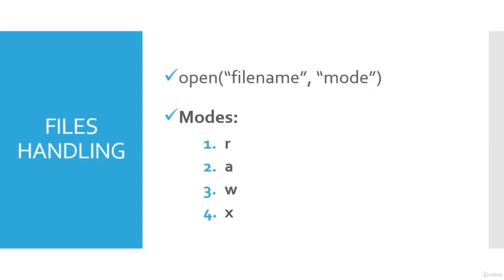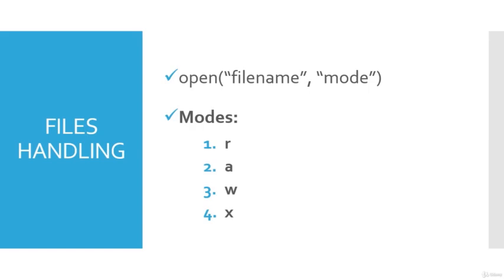In addition, you can specify if the file should be handled as binary or text mode. There are two additional modes for that. T refers to text and B refers to the binary mode. And this is the syntax to open a file for reading. It's enough to specify the name of the file.